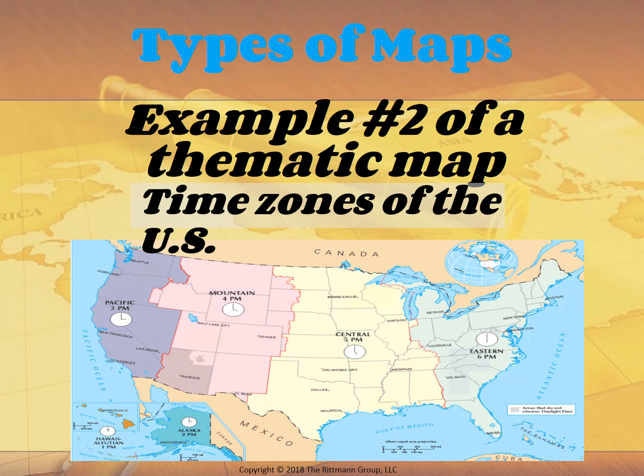A second example of a thematic map would be time zones of the U.S. If you look at our United States here, we have 4 distinct time zones. And Texas is so large it has 2 time zones. But they're not the only state that has multiple time zones. Florida has 2 time zones, as well as other states in the east and some other states up here in the middle section of the United States. These states have a couple of time zones. Again, the theme here is time zones of the United States.